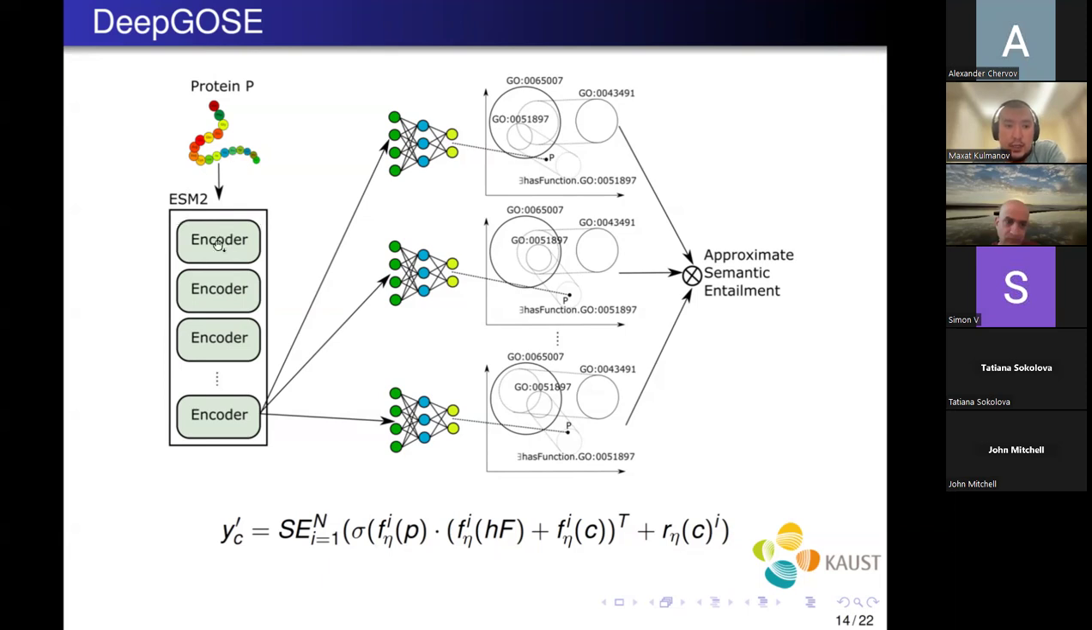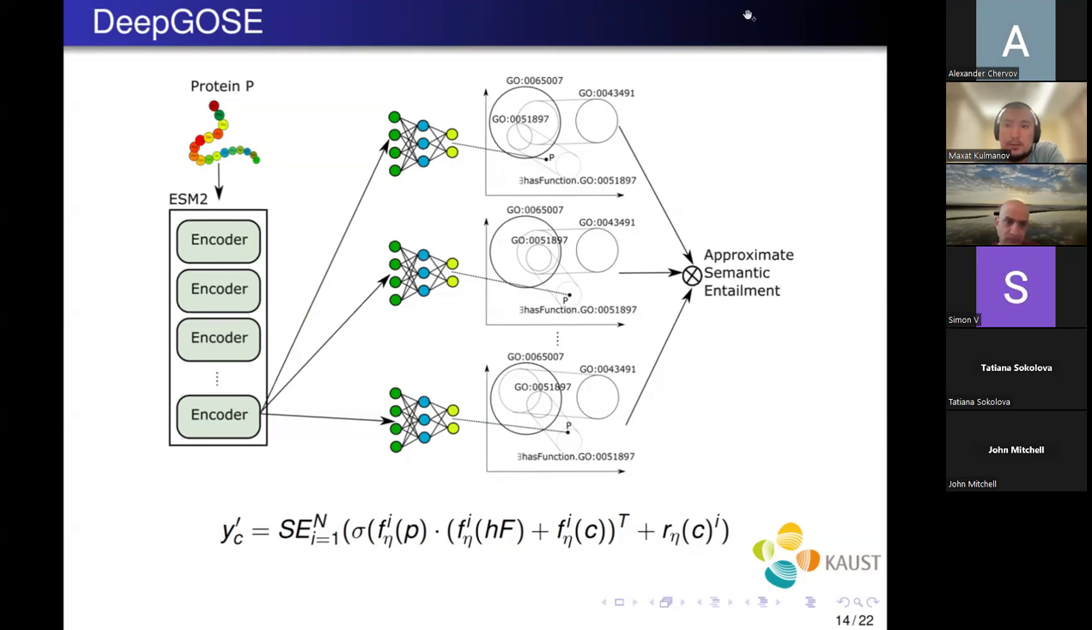And we decided to use ESM and then project into this embedding space. That was one improvement here: we changed the representations to ESM. So this is the final DeepGO-SE model. And another thing we did is we modeled this prediction process as a semantic entailment.